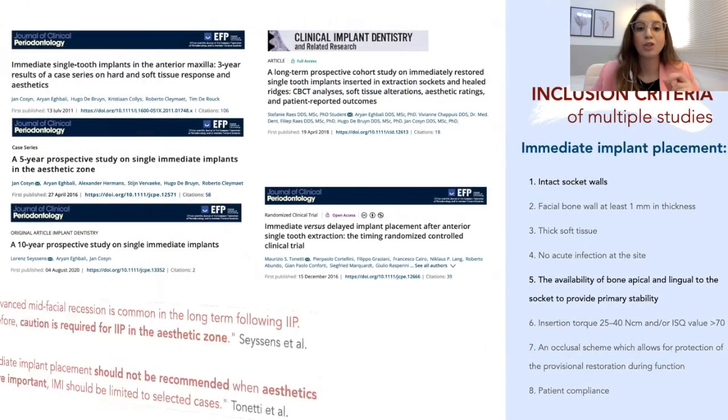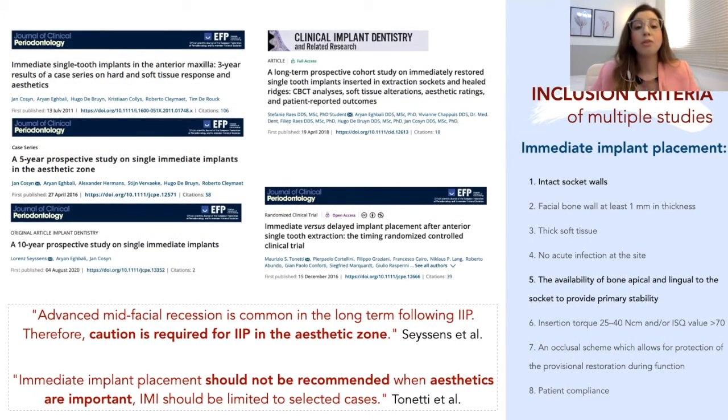But is this knowledge of the anatomy of the alveolar process enough to achieve predictable outcomes? The answer is no, it isn't. Previous studies have used these criteria as inclusion criteria for their studies and reported unpredictable outcomes. They even suggested that caution is required, that immediate implant placement should not be recommended when aesthetics are important.